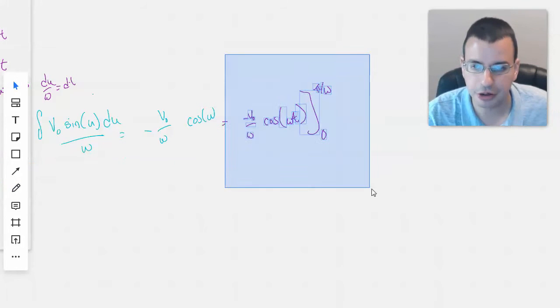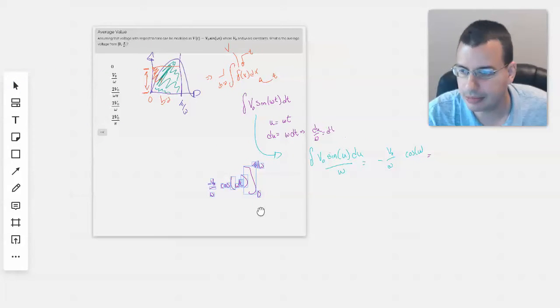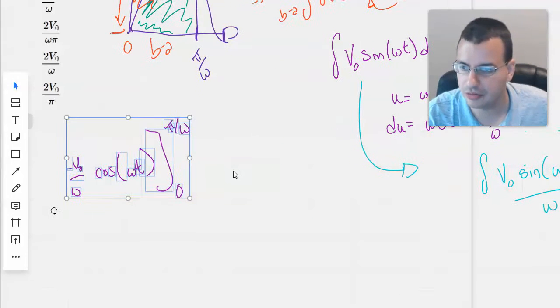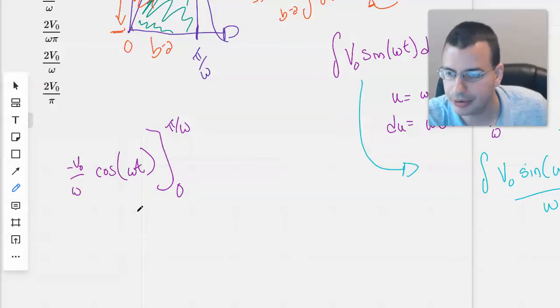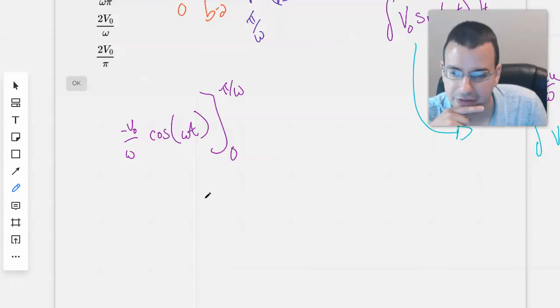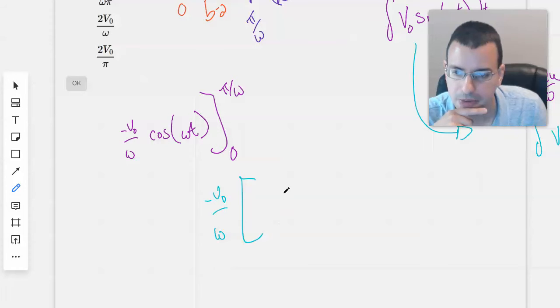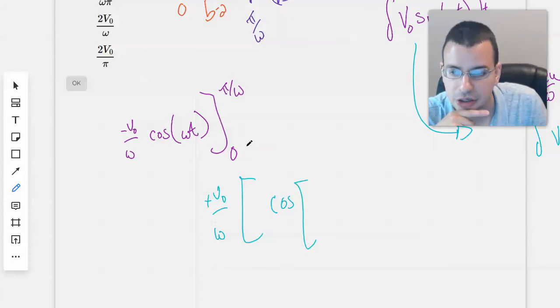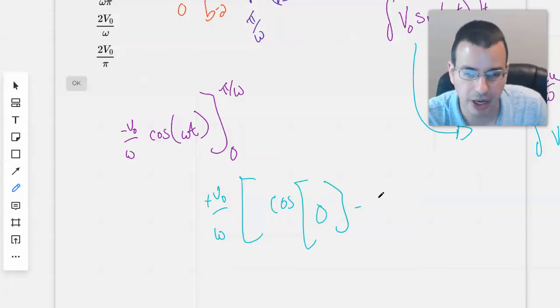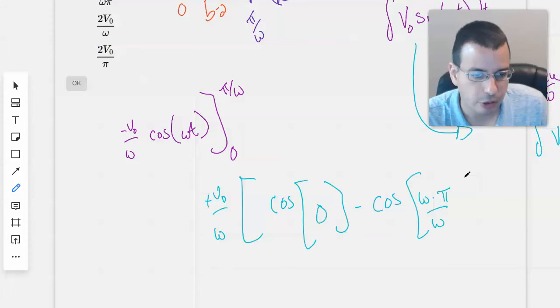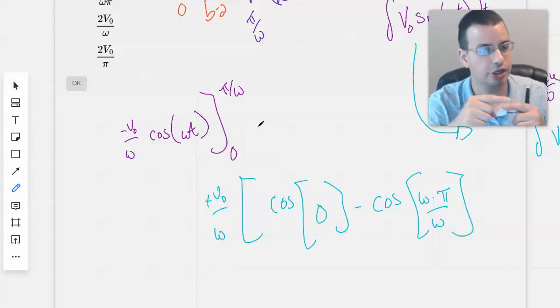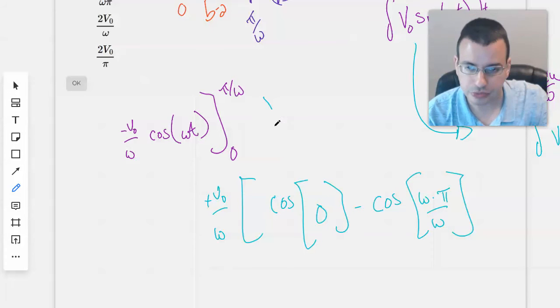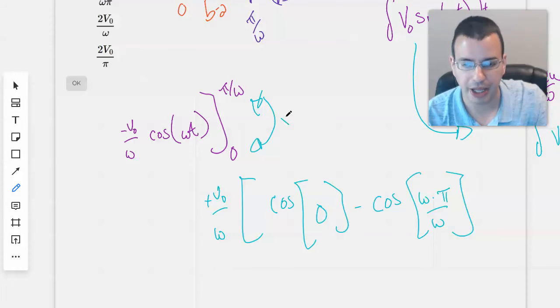I'm going to highlight this and move it back towards my board so I can maximize use of real estate. Go over to light blue. So now we have negative V naught over omega, big bracket, cosine of, and I'm going to switch these. So now I'm going to do cosine of 0 minus cosine of omega times pi over omega. What I did was, if you switch the limits of integration, you multiply by negative 1. It's not times 1, it's multiply by negative 1.